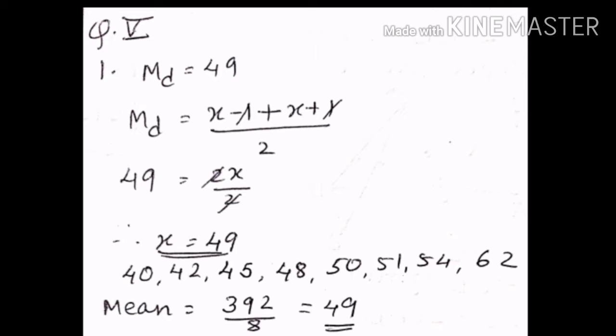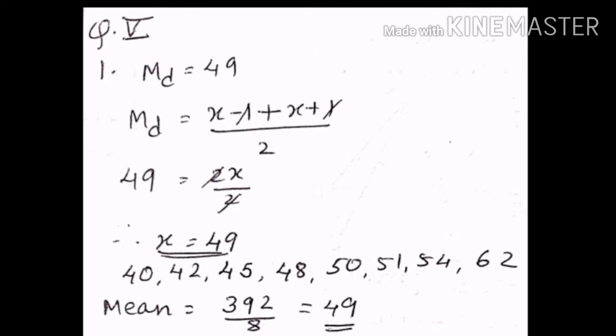So here we first find our median using our median formula. According to the median formula, the number of total observations is 10. So we will take the 5th and 6th observation. So according to our 4th and 5th observation, it is (x minus 1 plus x plus 1) upon 2 according to the median formula, and we place the value of median 49. So 2x by 2 gets cut, x is equal to 49.